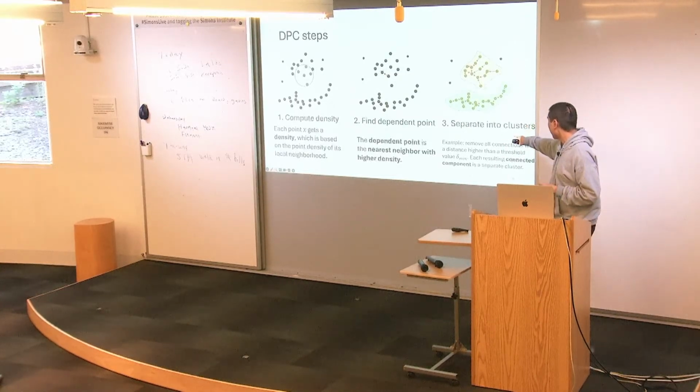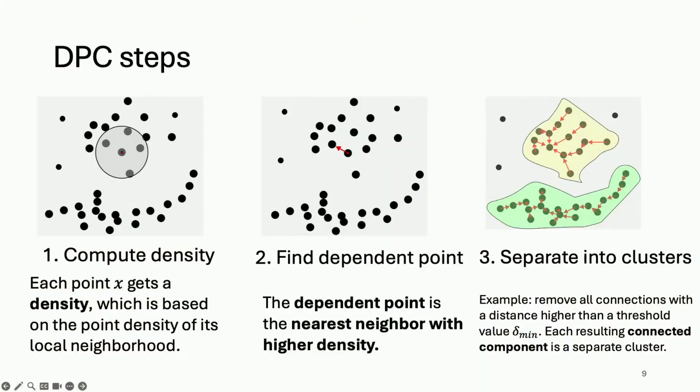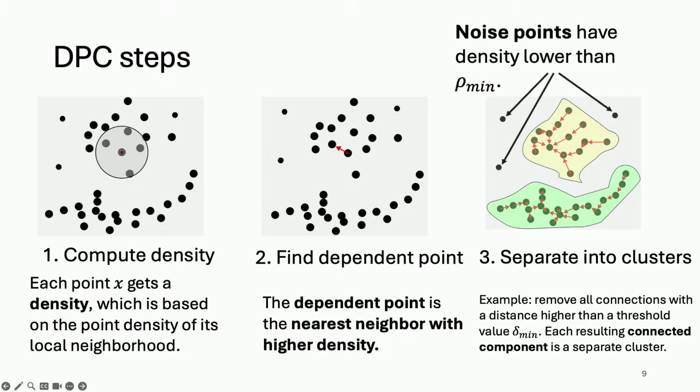Okay, so the third step, we're going to basically identify the connected components, and each of these components corresponds to a separate cluster. We also have these noise points, which are just outliers in our data set. So noise points are defined to be points that have a density lower than some threshold rho min. And then we're just going to remove these points from consideration when we're doing clustering. These are considered outliers because they're just too far from any other points in the data set.